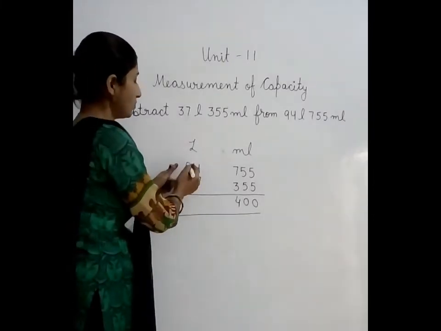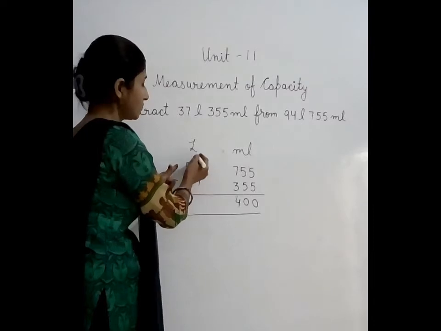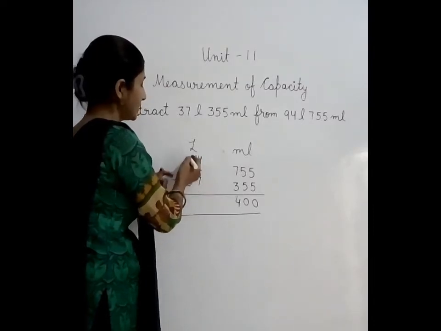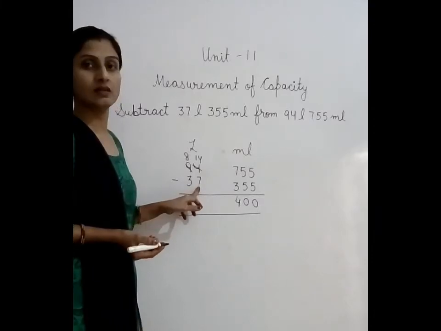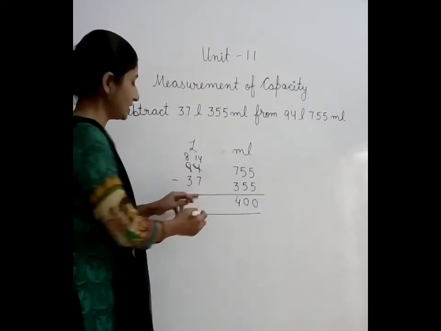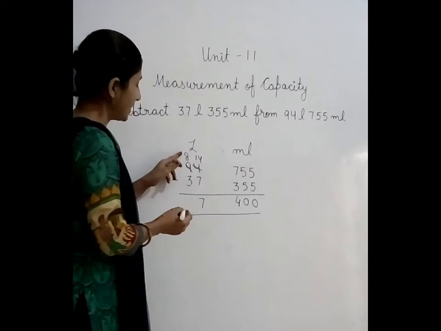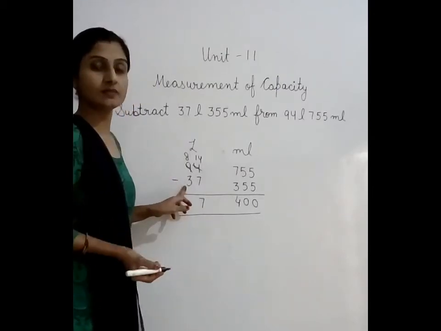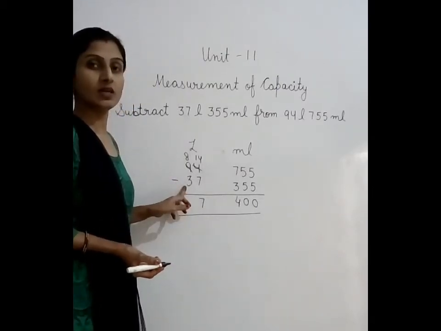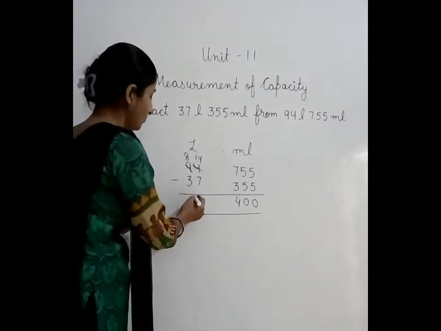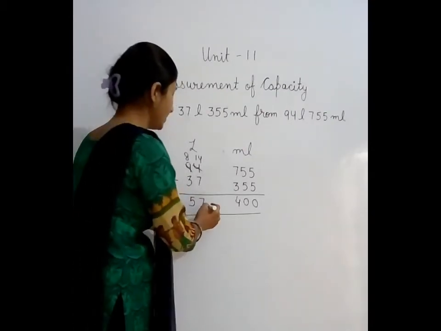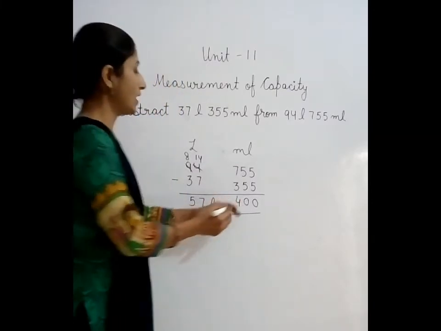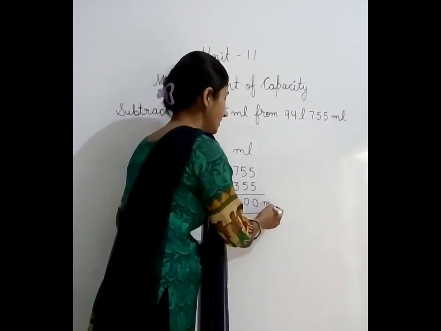So we are taking borrow here to here. So here is 14 and here is 8. 14 minus 7 is 7, and 8 minus 3 is, yes, 5. So what is our answer? Our answer is 57 liter 400 milliliter.